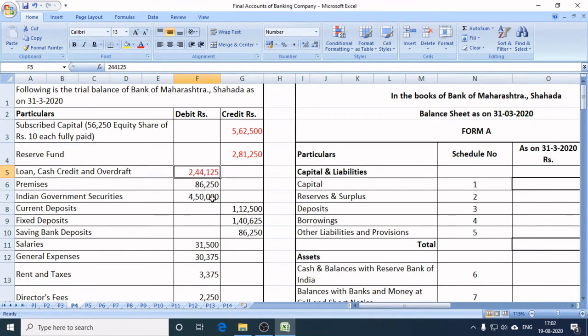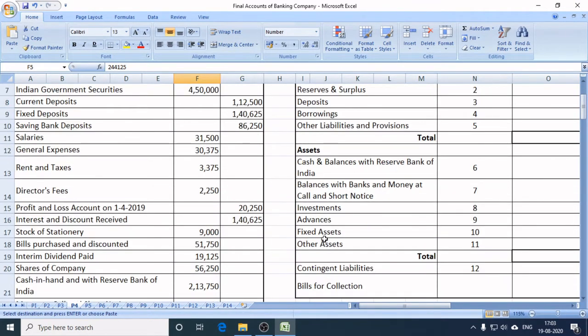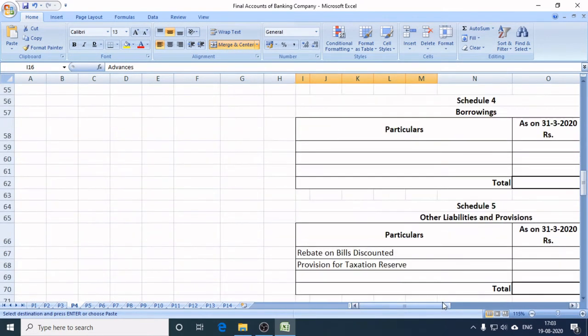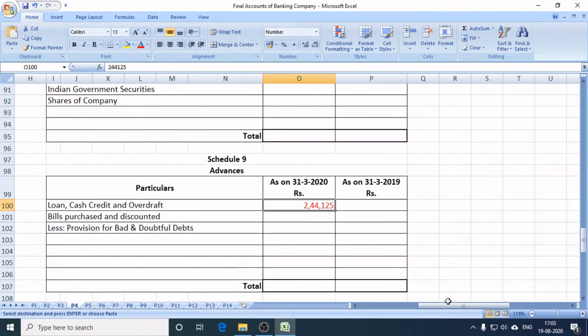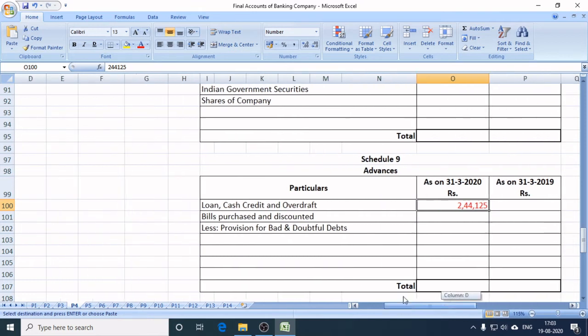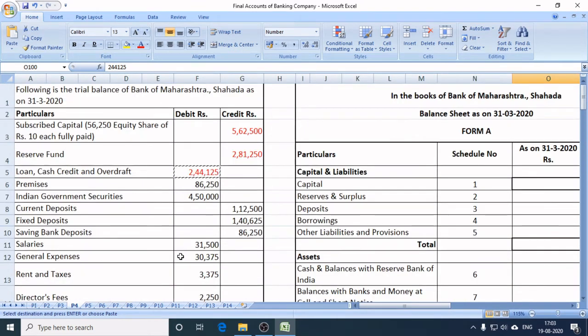Now it has a debit balance, and you know that through loan, cash credit, and overdraft, a bank offers credit facility to its client. मतलब ये लोन जब बैंक लोन देती है ना, it gives loan either in the form of loan, cash credit, overdraft. ये बैंक के advances है. So it is an asset of a bank. So it comes under schedule number 9, that is advances. Advances का मतलब होता है कि बैंक जो भी कर्जा देती है उसे advances बोलते हैं. So we have to mention it under schedule number 9. So here loans, cash credit, and overdraft, the figure is 2,44,125. Okay.